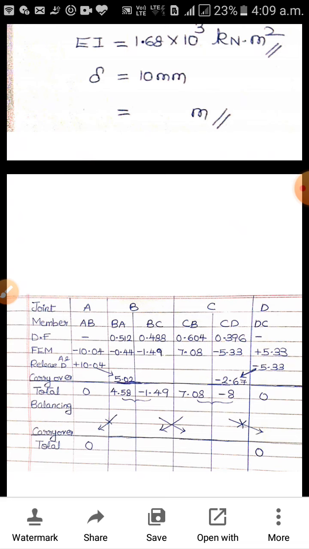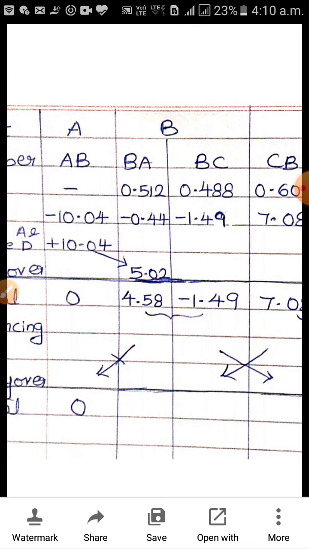Now the usual procedure can be followed. So at B, BA and BC, add, you get a value, add a minus sign, then carry over. But here you have to be very careful. No carry over from BA to AB. Why? Because we have just made AB as 0. If you carry over, you will have some value. So no carry over. See here, I crossed it. You should not carry over from BA to AB.